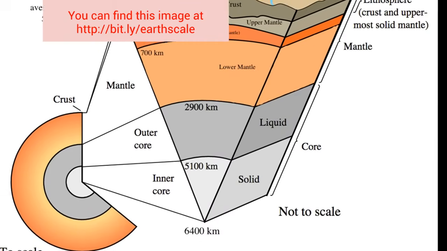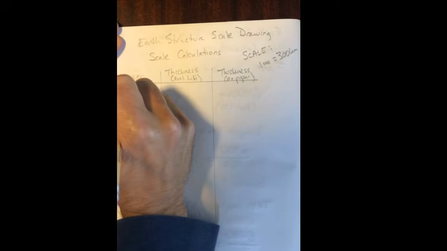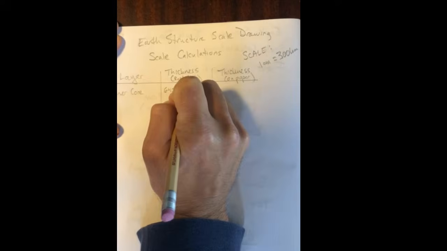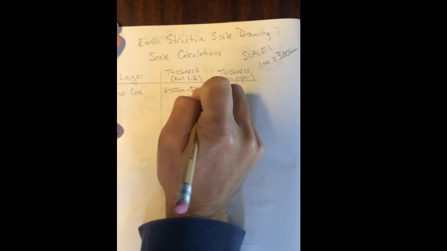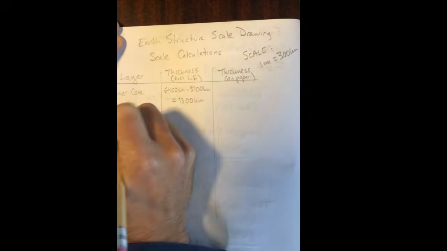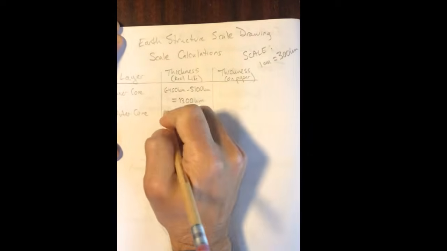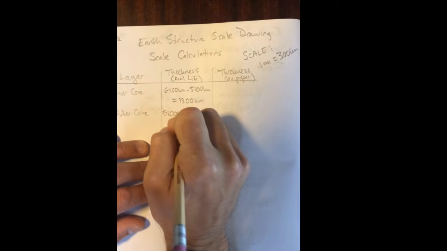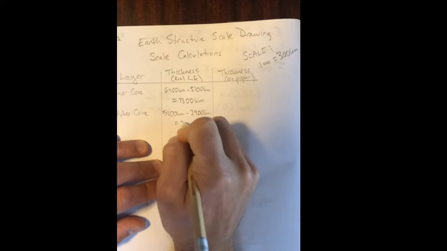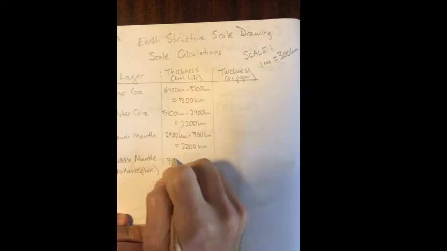We will refer to the thickness data from this image for each layer. I like to start from the bottom. So we'll start with the inner core. The inner core goes from 6,400 kilometers up to 5,100 kilometers. You subtract that, the thickness would be 1,300 kilometers. Then we get the outer core, which goes from 5,100 kilometers up to 2,900. So that's a thickness of 2,200 kilometers. I will keep doing that for all of the other layers.